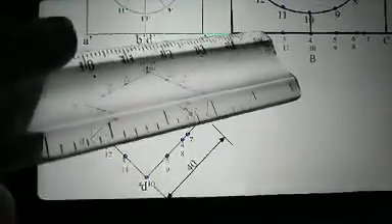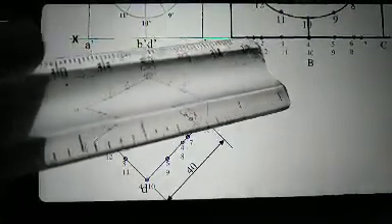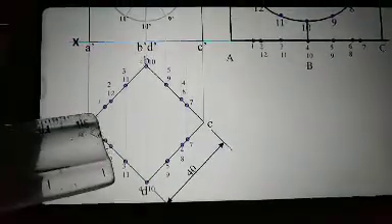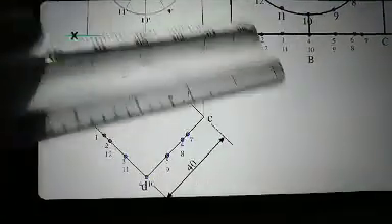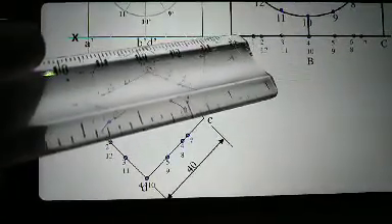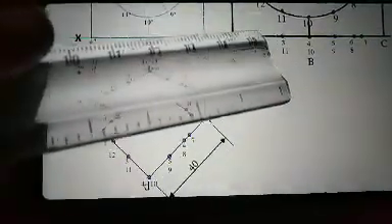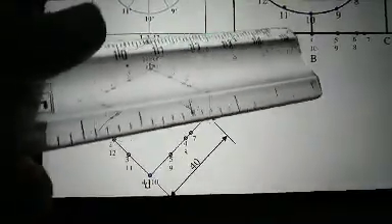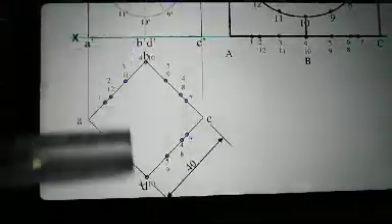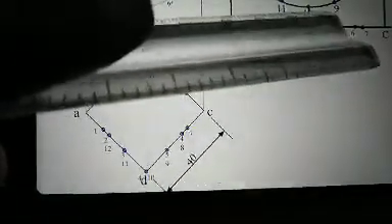From A, mark point 1 here in the front view or in the development. From A to 2 12, take the measurement and mark the point here. From A to 3 11, you have to mark this point in front view. These are the points. After that 4 10 is there. 4 10 is itself on B.